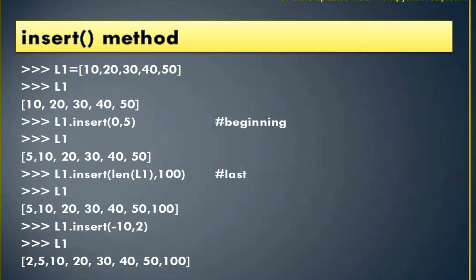Next, these are the examples you can see, like 0 5. So 0 5 means that in the first position the element will be added. Like length of L1 100, so in the last position it will be inserted. So according to that you have to insert.